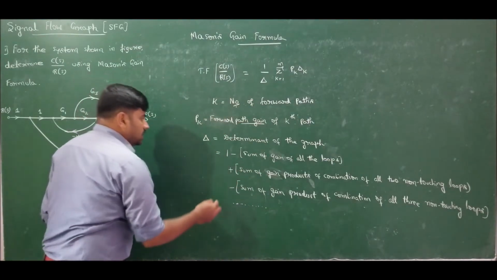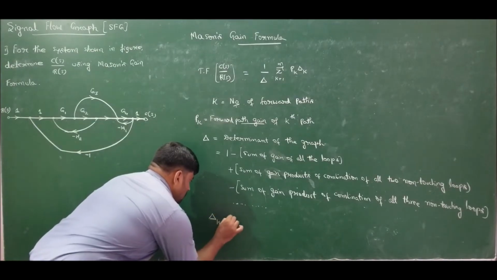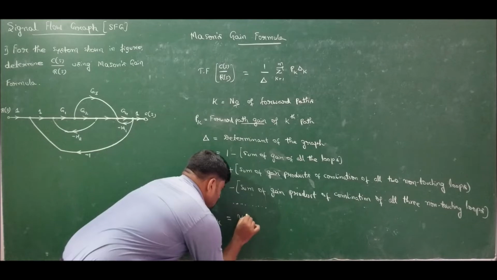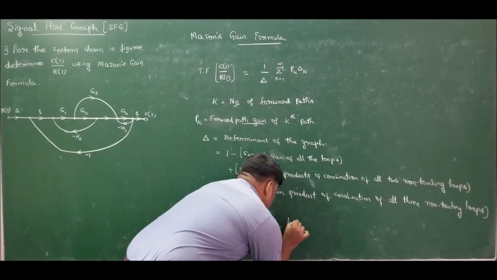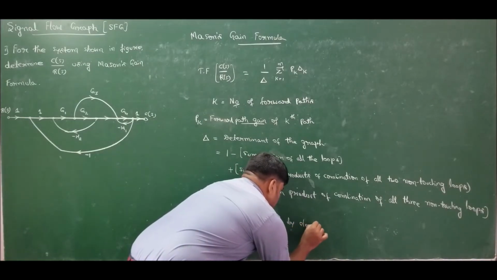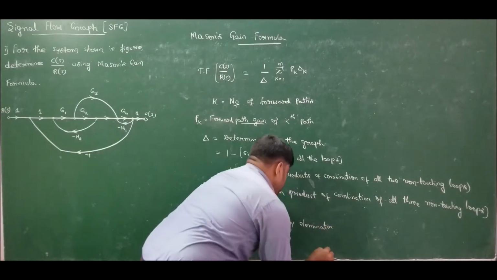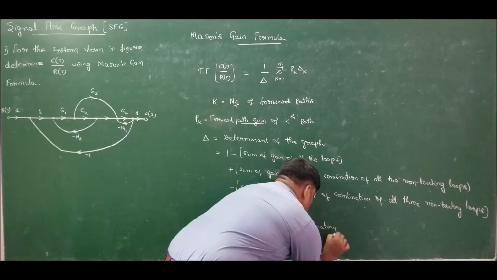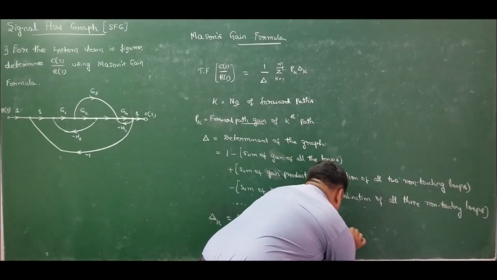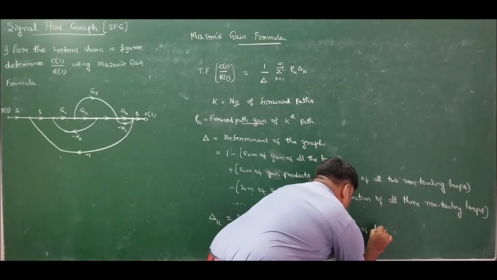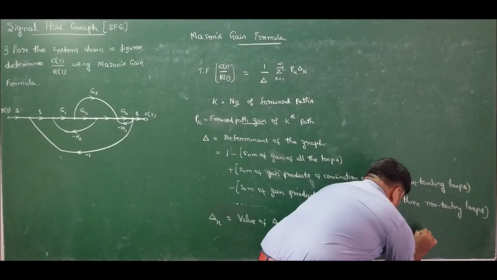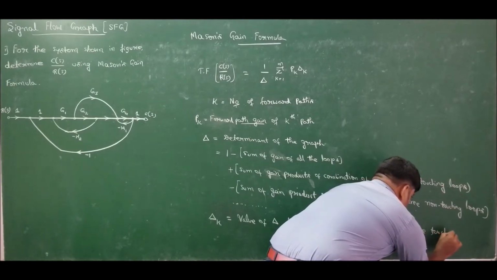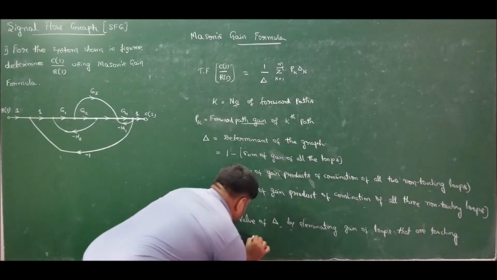Next moving for the last term, that is delta k. Delta k is the value of delta what you have calculated by eliminating the gain of loops that are touching the kth path.